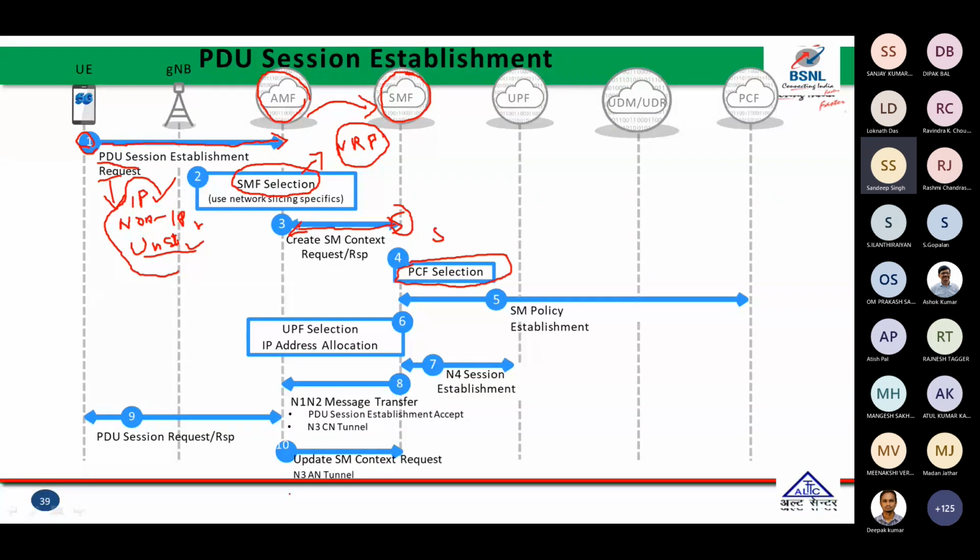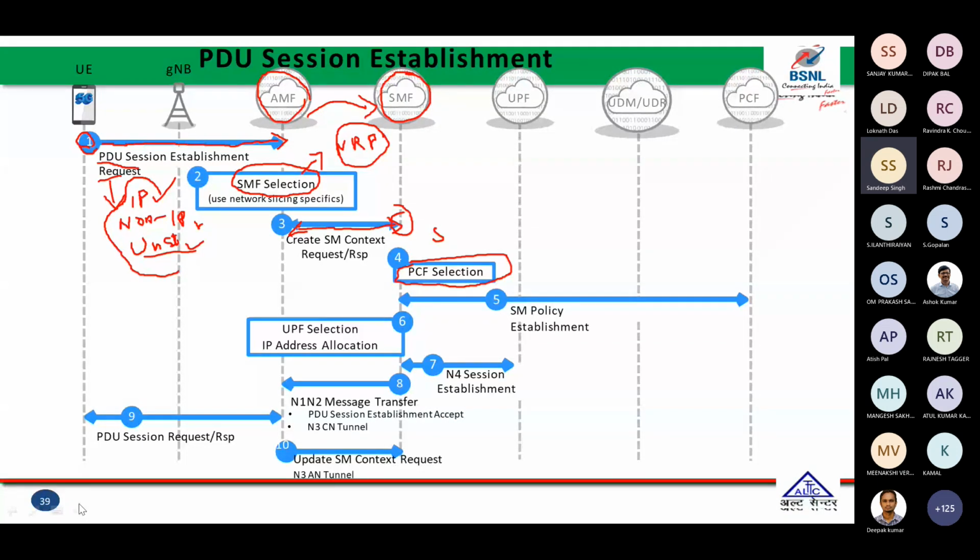That is the PFCP protocol that is used between the SMF and UPF. They send all the policy charging rules and QoS enforcement rules. The SMF sends these to the UPF on this N4 interface. After creating this message, they send the PDU session establishment accept and create the N3 tunnel between the gNodeB and the UPF.